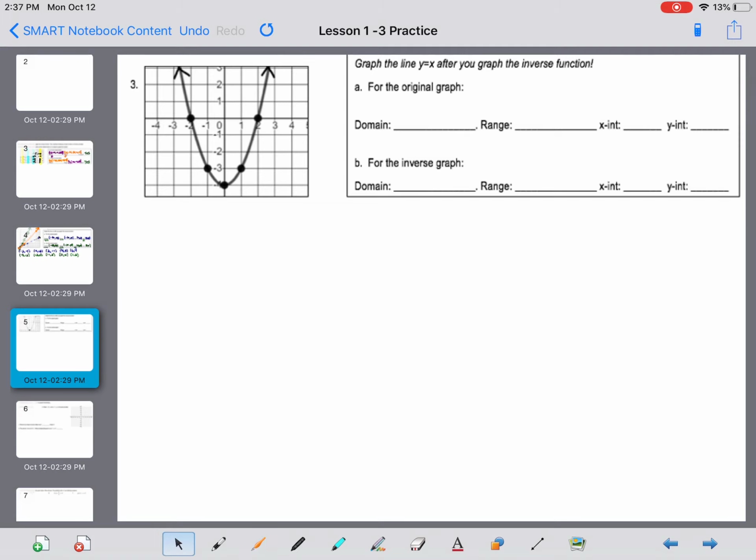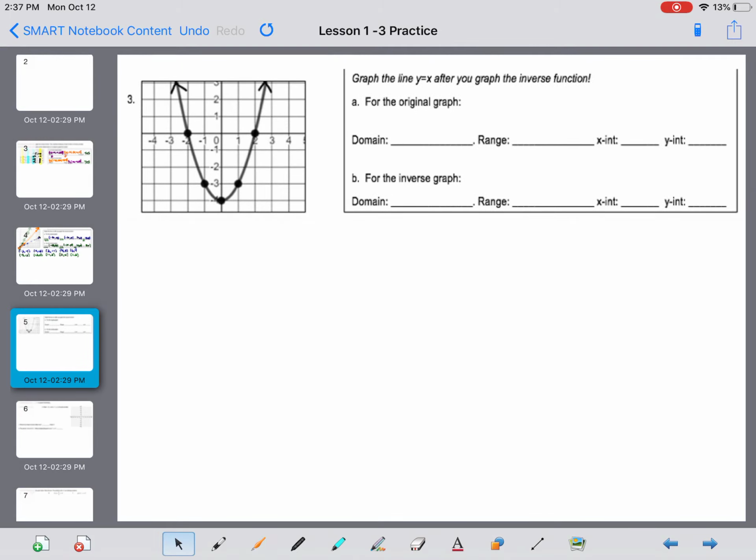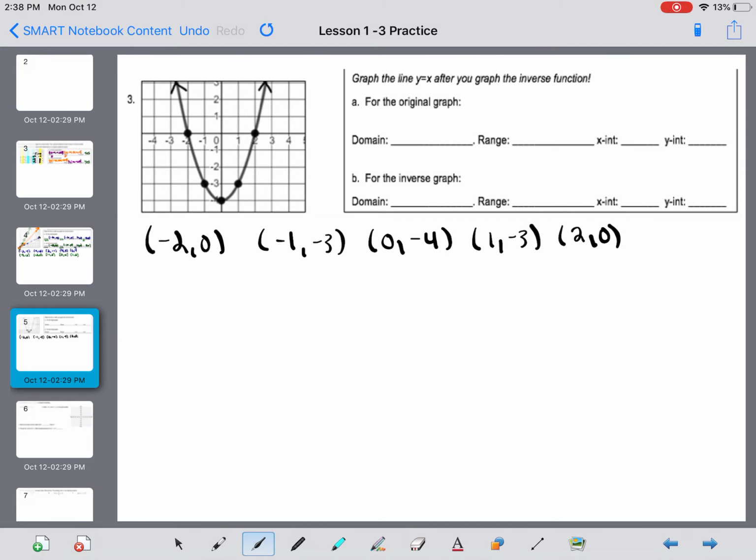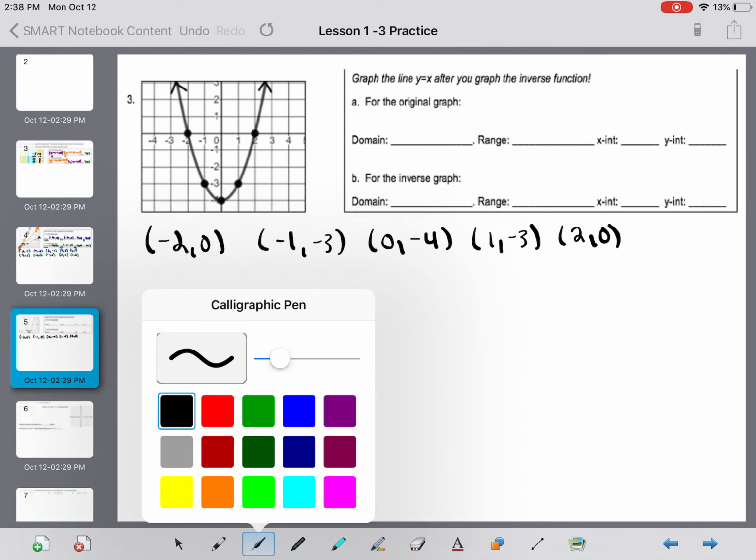And if we take a look at number 3, we want to find the inverse. Again, write down the original points. So we have -2, 0, -1, -3, 0, -4, 1, -3, and 2, 0. Okay. So when we find the inverse, just flip the points.